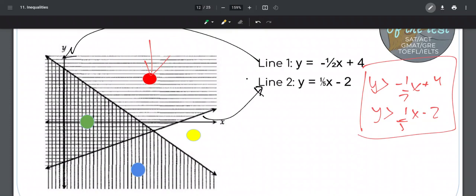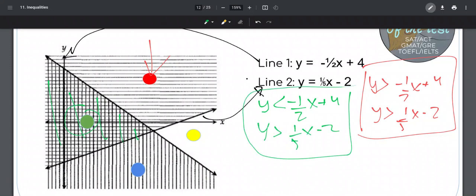Okay, so the green dot is above line 2, because this is line 2, but it's below line 1. So the green dot is going to be below line 1, so less than negative 1 half x plus 4, but above line 2, so it's going to be more than 1/5 x minus 2. Now, the blue dot is below line 1, because this is line 1, and it is also below line 2. So the blue dot is going to be less than negative 1 half x plus 4, and it's also going to be less than 1/5 x minus 2, because it's below both.